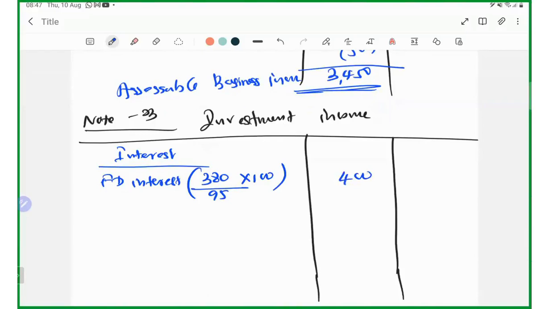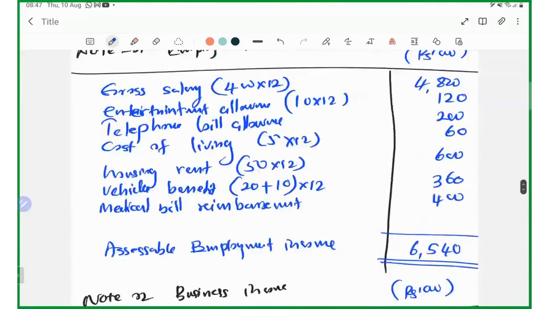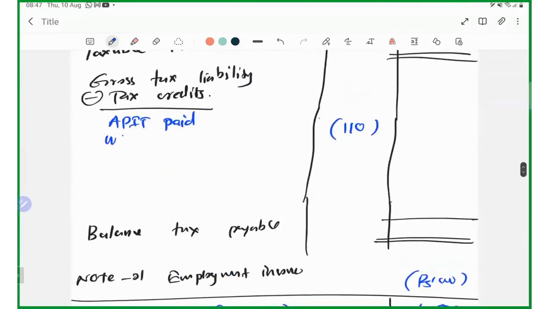Then how much is the relevant withholding tax that you have already paid? 400,000 into 5%. That is 20. So that should be taken as tax credit. The withholding tax on interest is 400,000 into 5%. So here you can take that as 20.